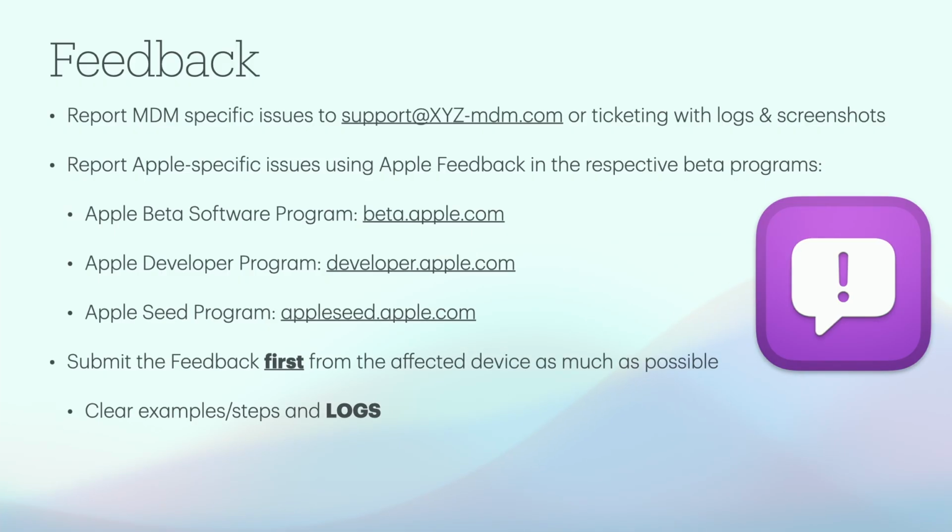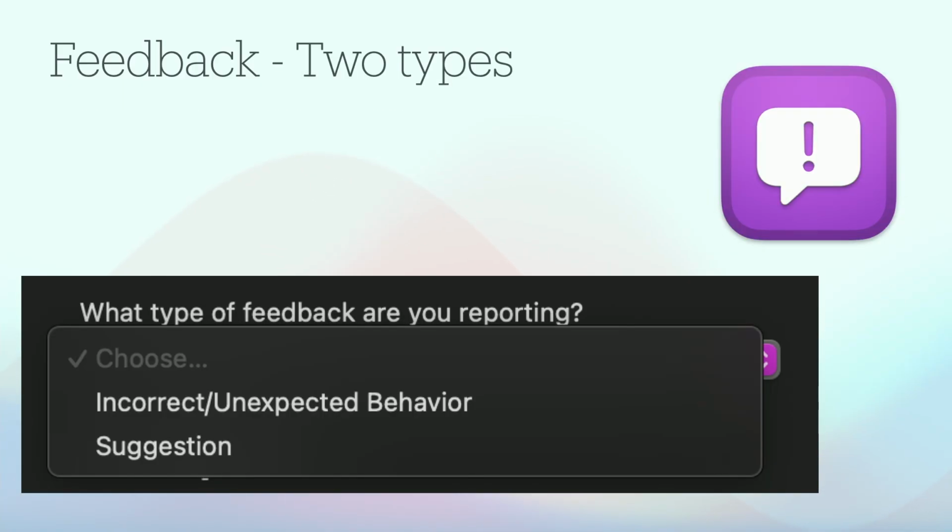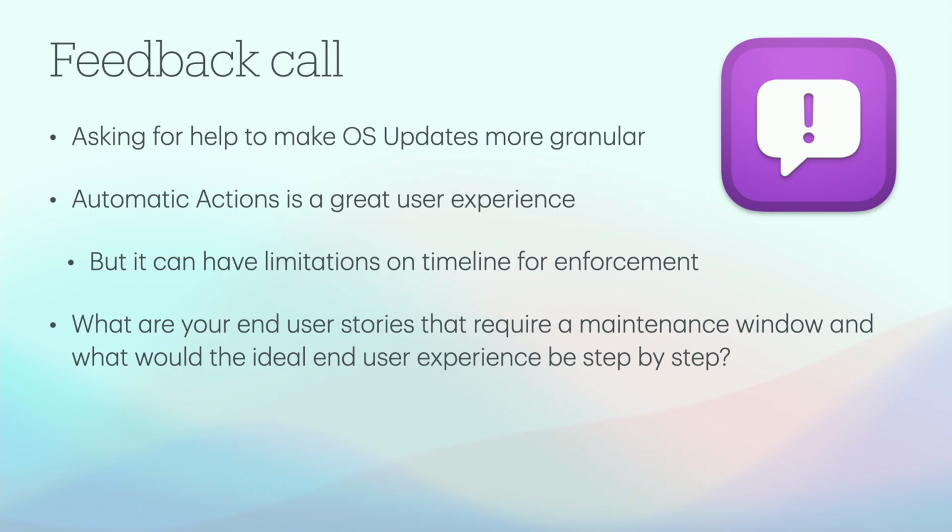If you have feedback, send it in from the affected device. The other thing, though, is there are two types of feedback. There's an incorrect or unexpected behavior, like, for example, what I saw with the feedback I just had on screen about the enforcement time being outside of the range that it's supposed to be in. There are also suggestions. So this is a call for help.